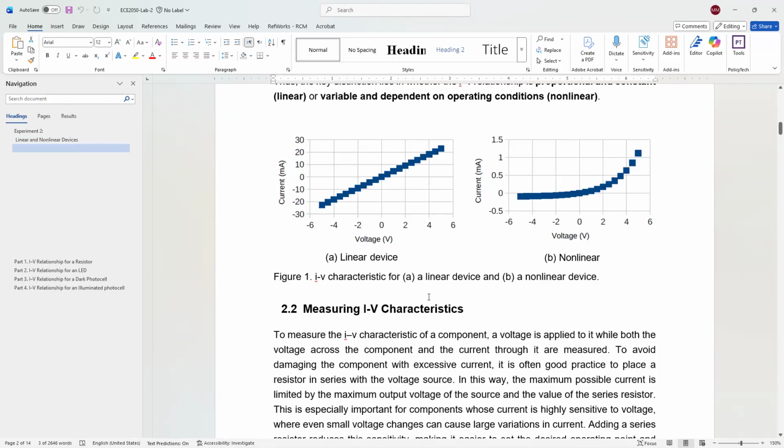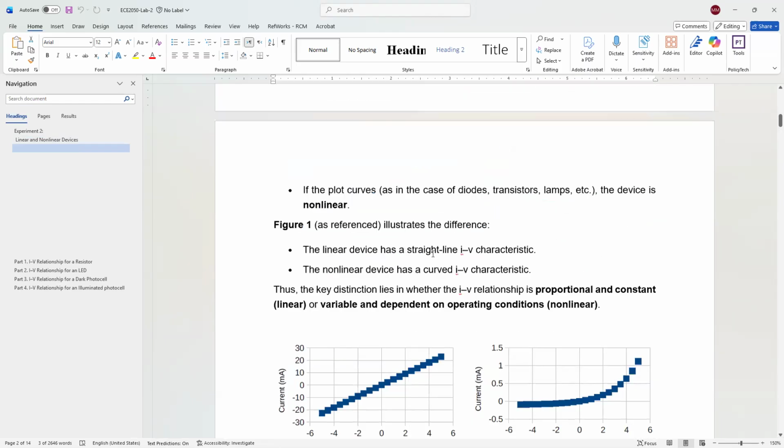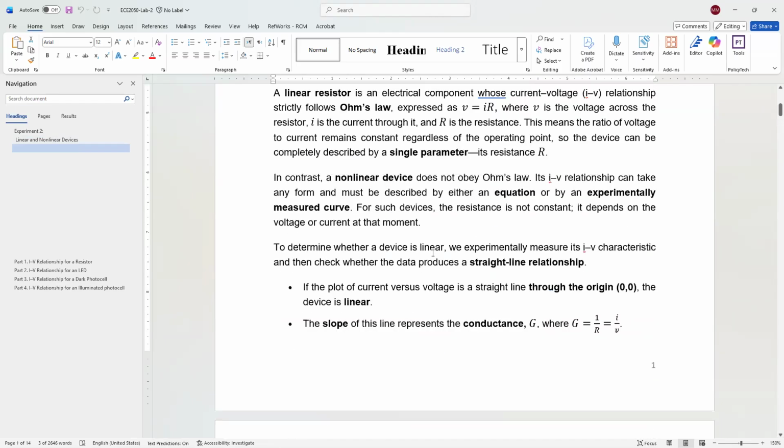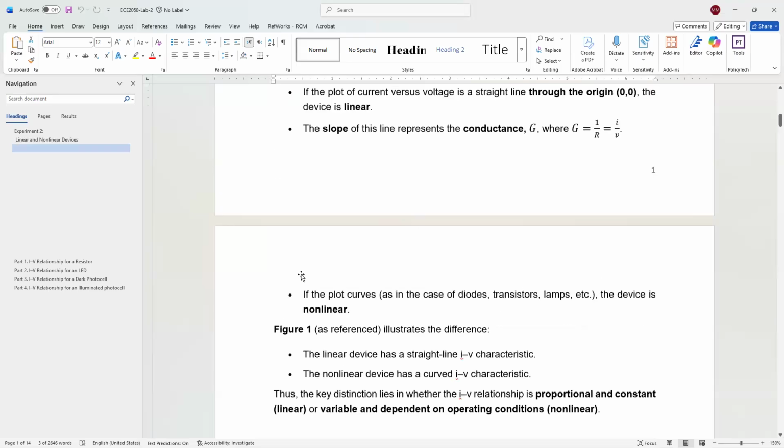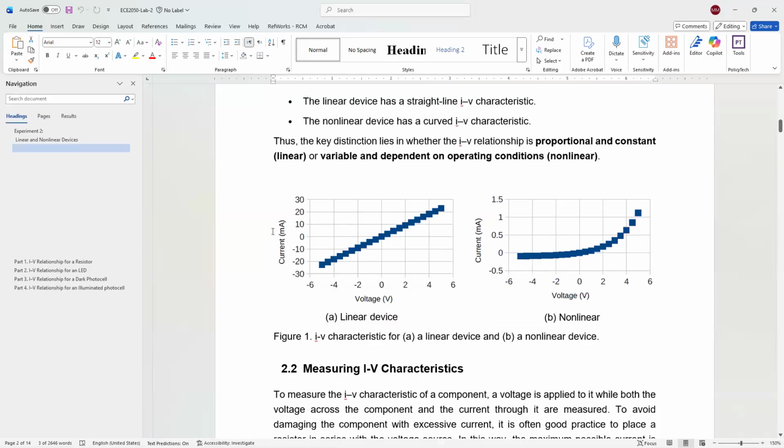The purpose of this lab is to determine, using three devices, which one is linear and which one is non-linear. You have to measure the relation between current and voltage, and draw a graph plot like this one.